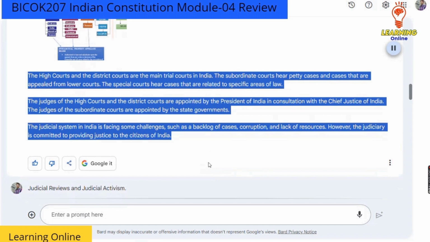The judicial system in India is facing some challenges, such as a backlog of cases, corruption, and lack of resources. However, the judiciary is committed to providing justice to the citizens of India.